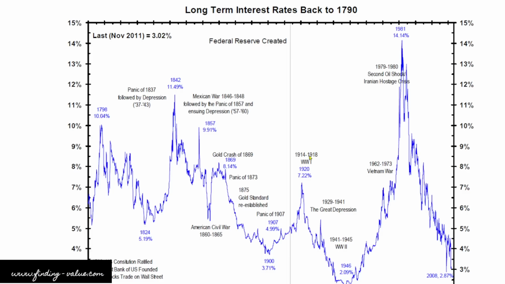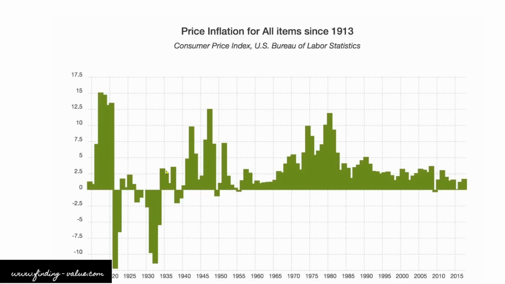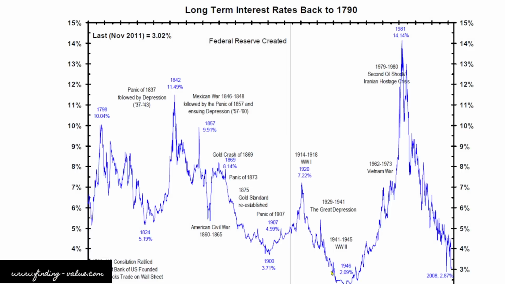Here's the long-term interest rates back to 1790. If you look at this inflation rate in the 30s and 40s all the way out, you saw an inflation rate that bottomed in the 40s and really started to take off. Inflation and interest rates are tied together. Inflation comes first, interest rates chase later.